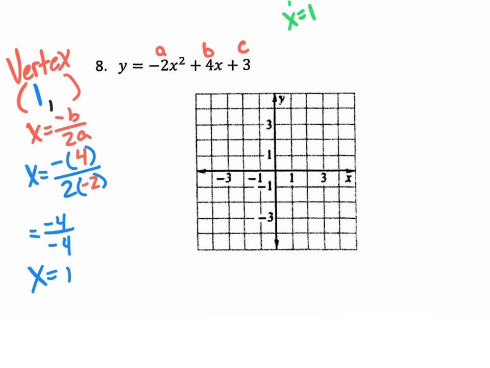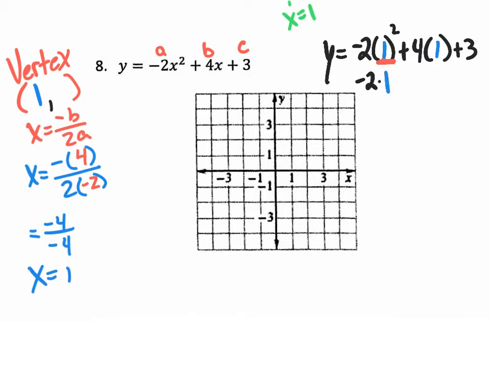Plug in the 1. And I'm going to plug it in with parentheses. And again, I am plugging in a 1 right in those parentheses. And I'm going to do the correct order of operations. Exponents first. 1 squared is 1. So I still have the -2 times that 1. And then I still have the +4 also times 1 and also the +3. So we're going to do multiplication after exponents. -2 times 1 is -2. 4 times 1 is +4. Bring down the +3. What is -2 plus 4 plus 3? 5. So my vertex y value is 5.